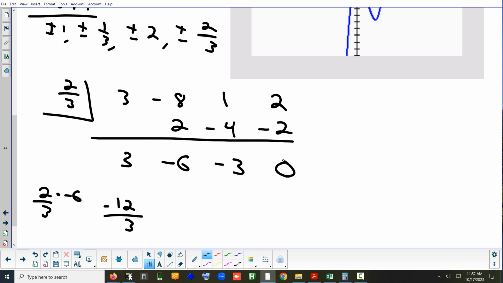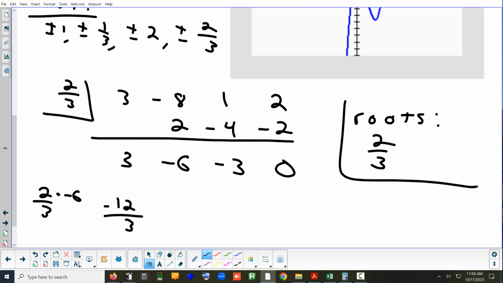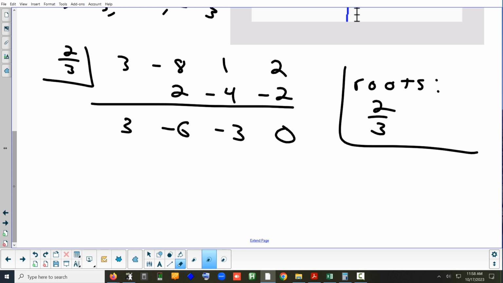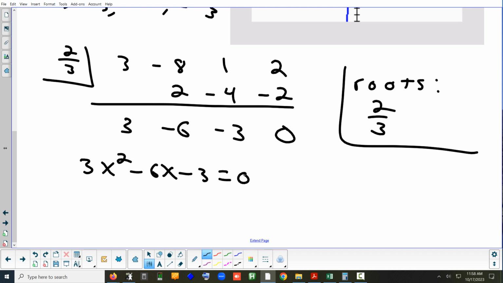So now when we're making our roots, 2/3 is one of them. And what's going to be the polynomial I look at now to get the other ones? 3, -6, -3. If you put it in a polynomial, that's 3x squared minus 6x minus 3. What kind of polynomial is that? It's a quadratic, with a, b, c. We're going to use the quadratic formula and be done with it.